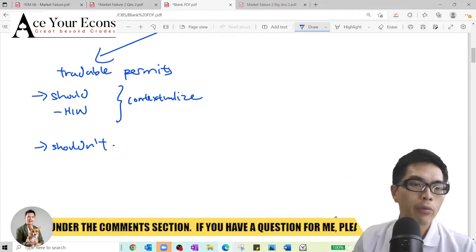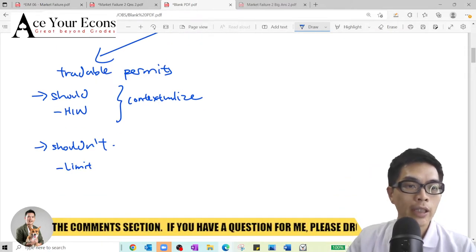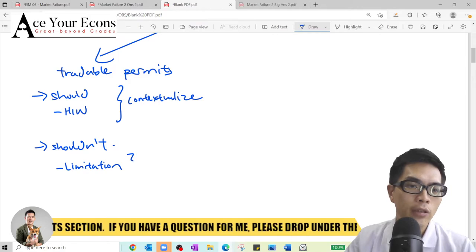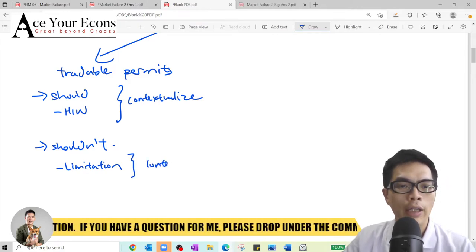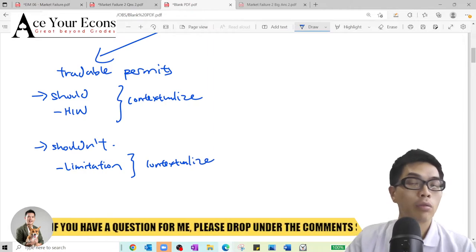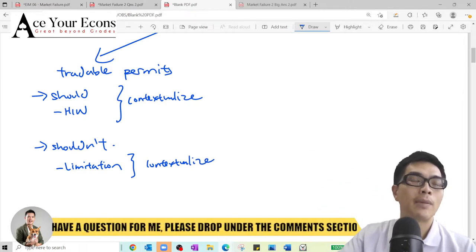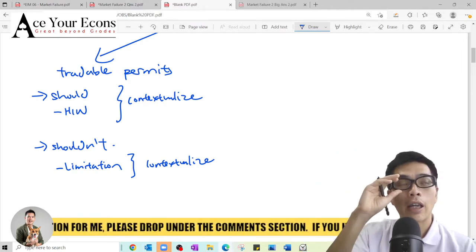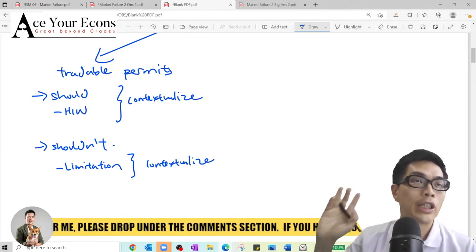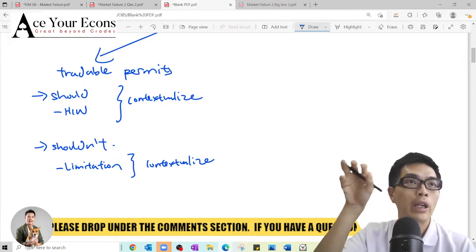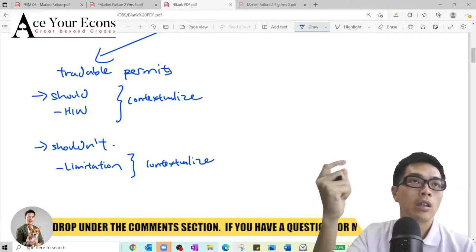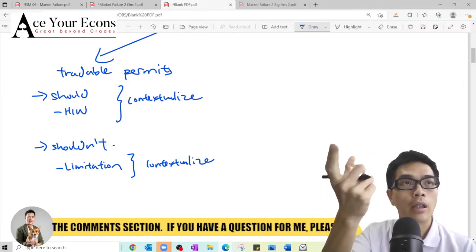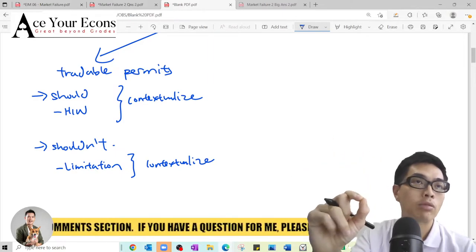Now, for the shouldn't part, we are looking out for a limitation. Remember just now I was going through a limitation with all of you? So your job, likewise, is to find out how you can contextualize with respect to the extract. What does the extract suggest about the effectiveness? And then you go on to expand that. For tradable permits, I'm going to give you the bare minimum because I've already done my job earlier. Your job is to write it in full, execute, and contextualize. Make use of every opportunity to quote from the extract. Why? Where do you get this case material from?